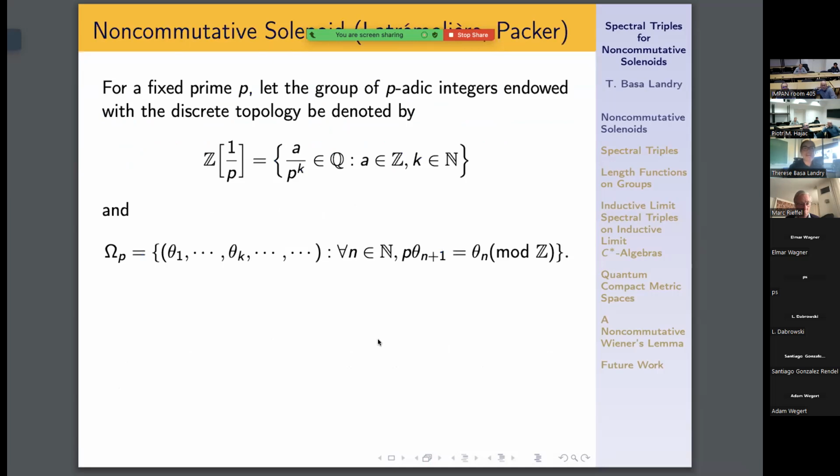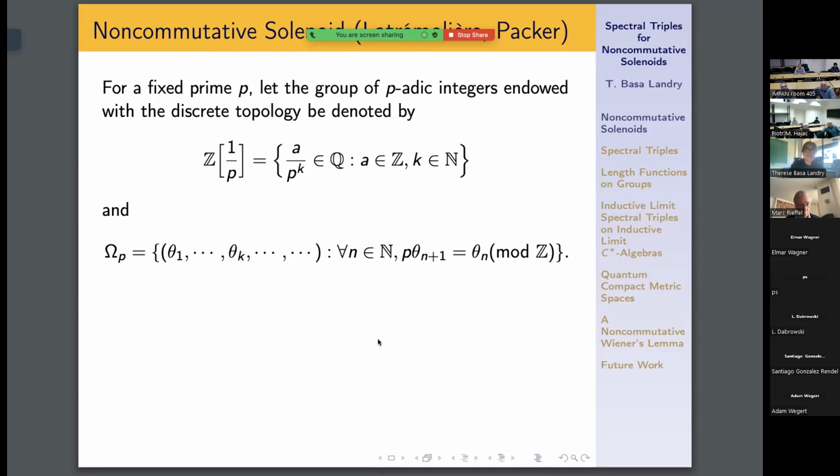Okay, so to see that for non-commutative solenoids the underlying groups are not finitely generated, well, one of the building blocks is Z_p, which you can see is not finitely generated. So what is Z_p? For a fixed prime p, it is the group of p-adic integers endowed with the discrete topology. And so this underlying group is not finitely generated.